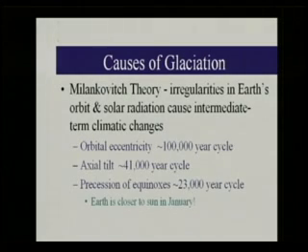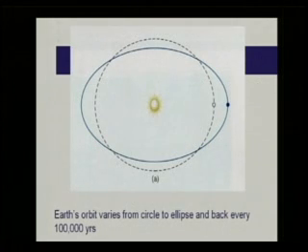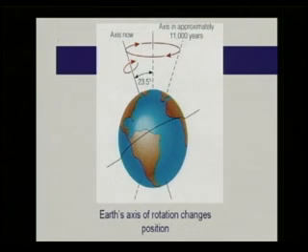Let's take a look at that. Right now, the Earth is actually closest to the Sun in January. For us in the northern hemisphere, the winter is when the Earth is closest to the Sun. So the Earth's orbit, again, varies from a circle to an ellipse and back every 100,000 years. The Earth's axis of rotation will change its position. Note the tilt at 23.5 degrees. The axis 11,000 years from now is going to be in the opposite 23.5 degrees.